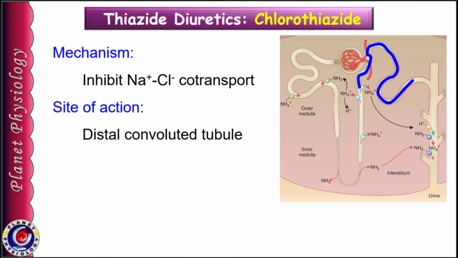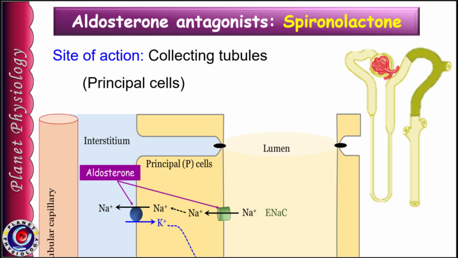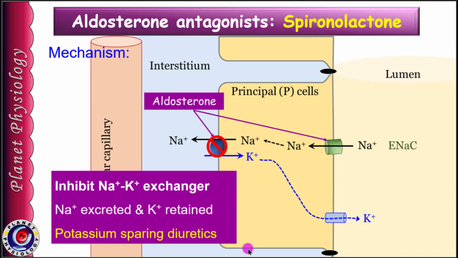Next type of diuretics are thiazide diuretics. Example is chlorothiazide. These diuretics inhibit sodium chloride cotransport in distal convoluted tubules, thus increase their excretion and hence water excretion in urine. Now coming to aldosterone antagonists like spironolactone. They act at principal cells of collecting tubules. As name suggests, these drugs inhibit action of aldosterone on principal cells. That is, they inhibit sodium-potassium exchanger or sodium-potassium pump in collecting tubules. Thus, aldosterone antagonists increase sodium excretion and hence water excretion in urine. Since these diuretics cause potassium retention in the body, they are known as potassium-sparing diuretics.